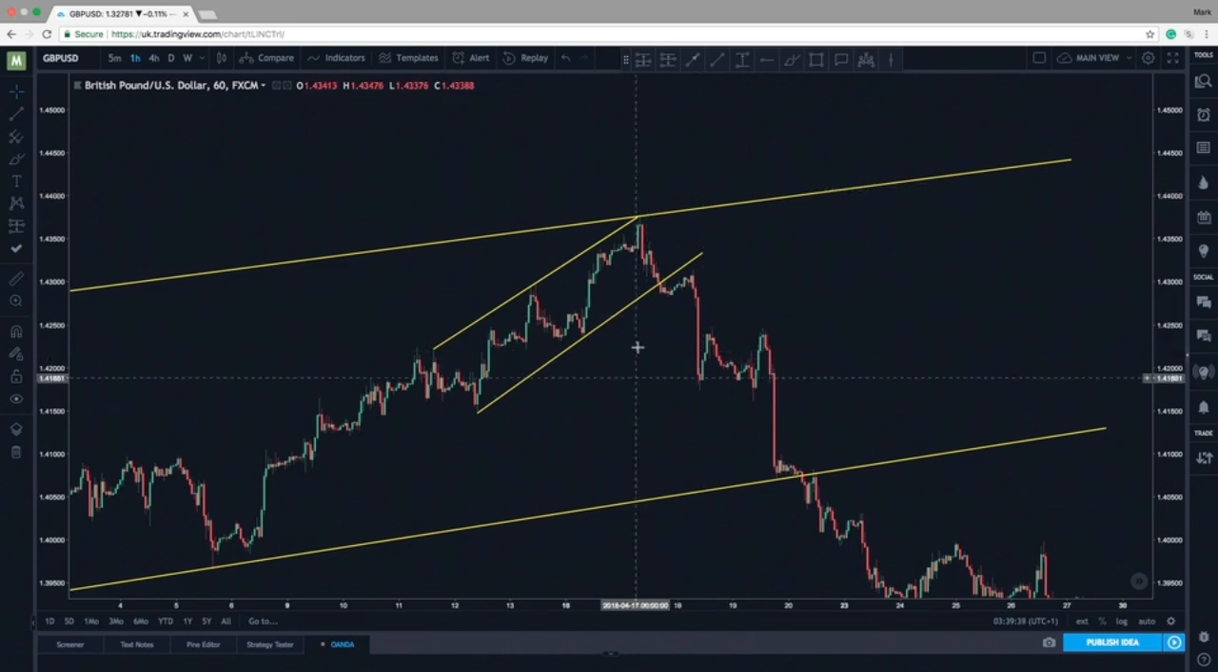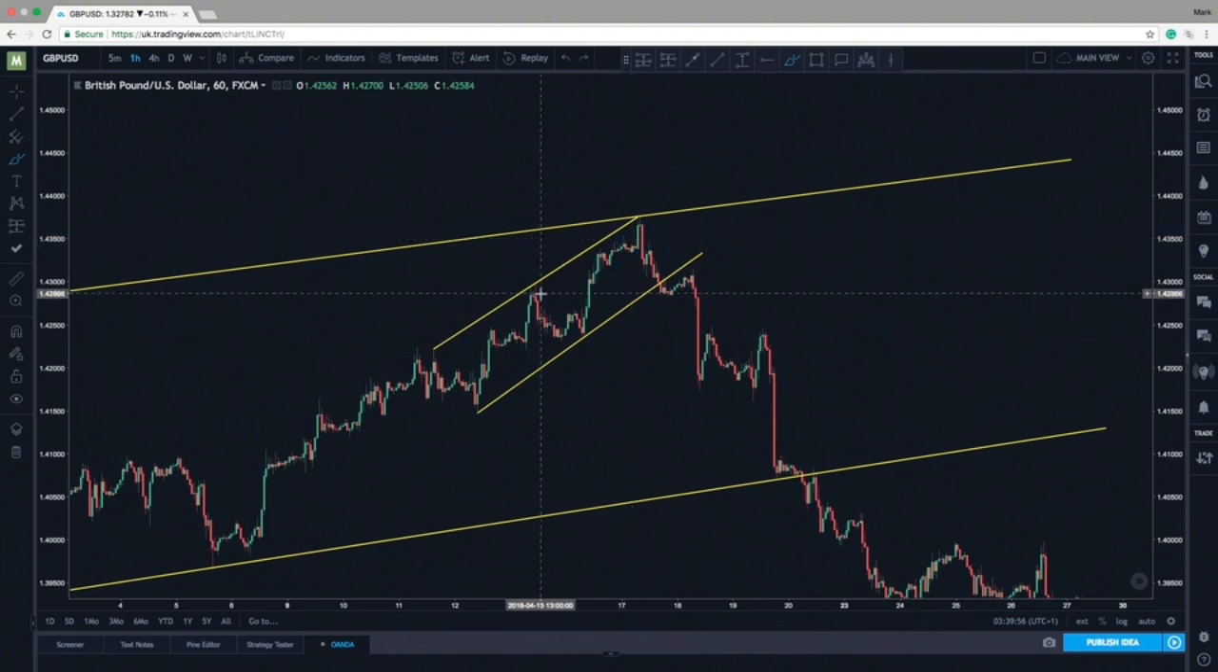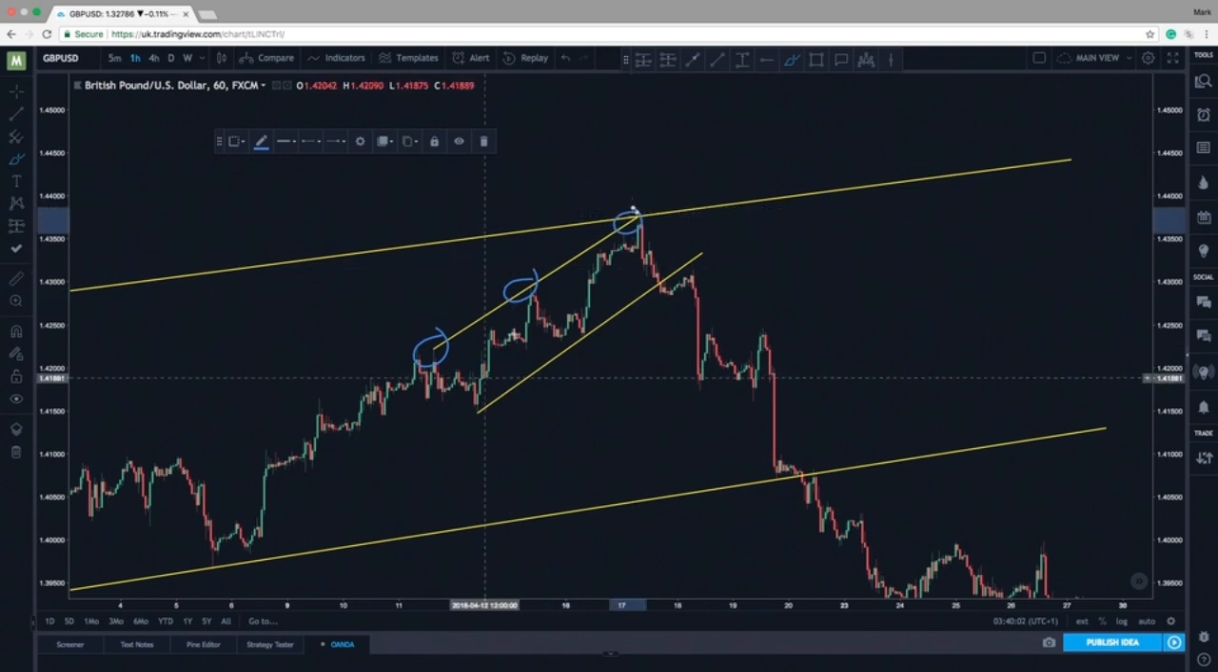So building on patterns within patterns, let's take a look at what multi-touch identification is. Quite simply, if we start here on the 1 hour on the pound dollar again, we're going to be looking at the multi-touch within this structure. We understand that we have the pattern within the pattern, we have our ascending channel here within the ascending channel, so we know the probability is higher at this stage. What we can do to take that one step further is look at the fact that we have 1, 2, 3.